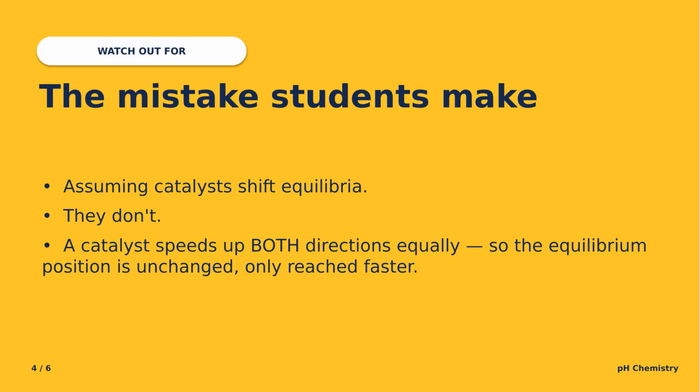Common slip. Assuming catalysts shift the equilibria. They don't. A catalyst speeds up both directions equally, so the equilibrium position is unchanged, only reached faster. To shift equilibrium, change the concentration, pressure, or temperature.